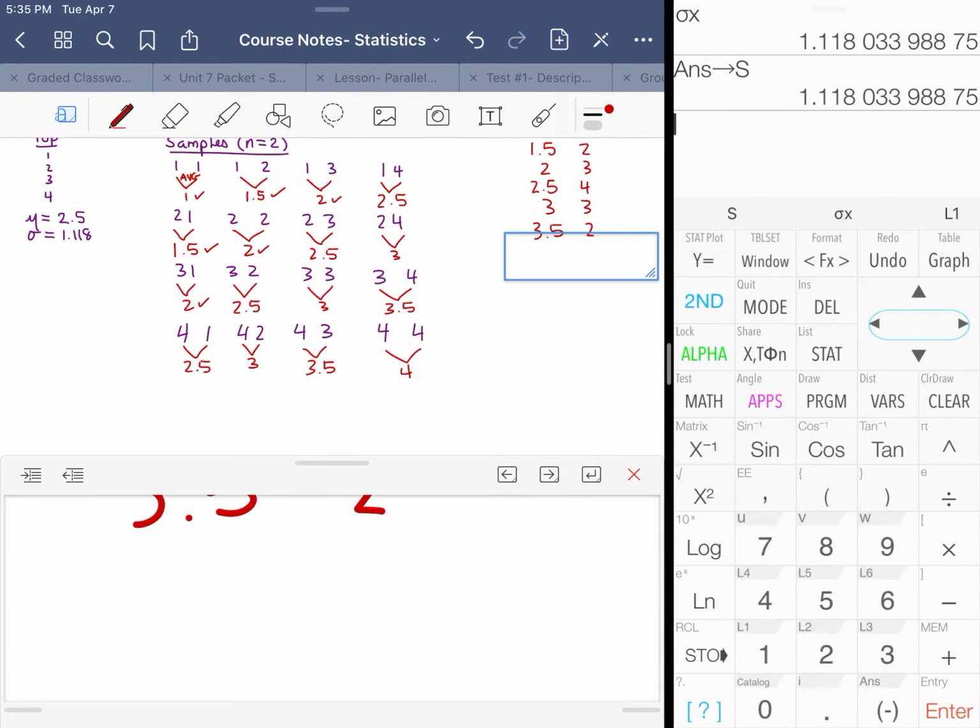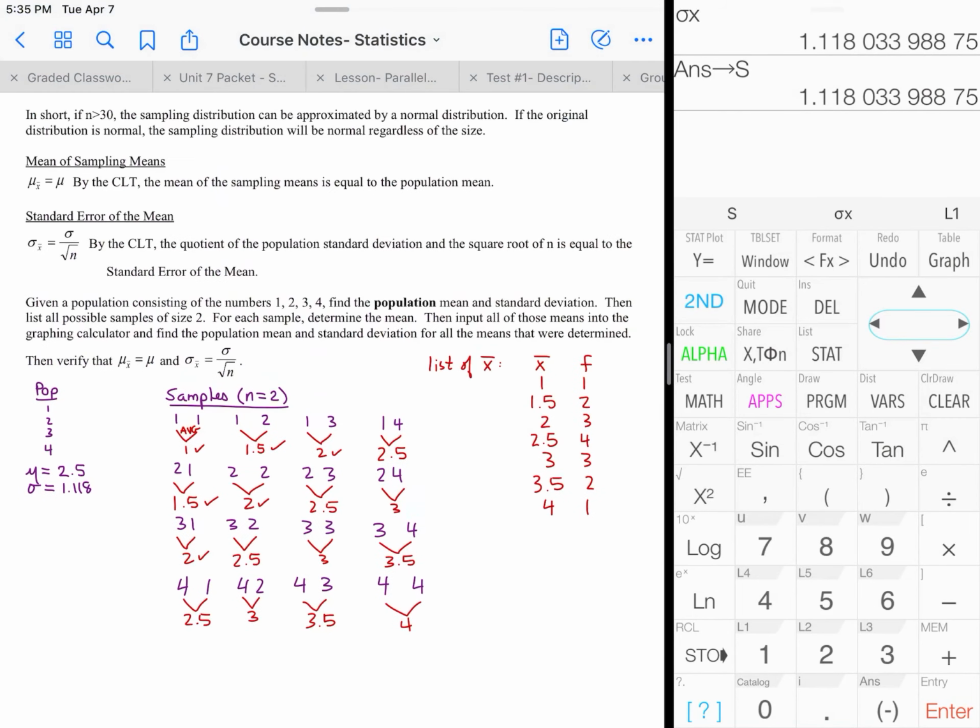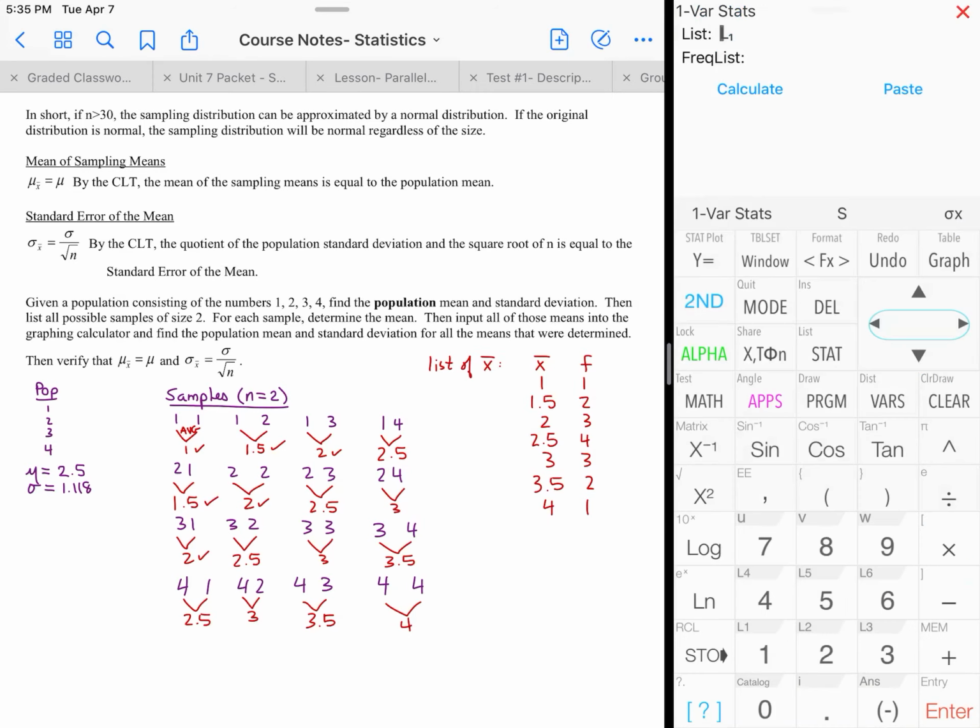Because in our original distribution, each value only occurred once. So that was a uniform distribution. This one appears to be more of a normal distribution. All right, and so that actually is going to play out in the definition of the central limit theorem. All right, but for now, let's just run some numbers.